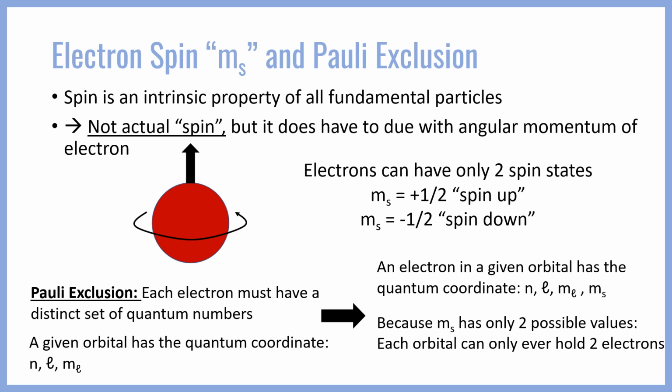So because m sub s has only 2 values, each orbital can only ever hold 2 electrons, right? There's no possibility for the spin to take any other value. So if you have 2 electrons in the p sub x orbital, they're going to have the same n, l, and m sub l values, but the m sub s will be plus 1/2 and minus 1/2, and those two are going to be distinct electrons, and there can be no more electrons because you can't add another spin value.